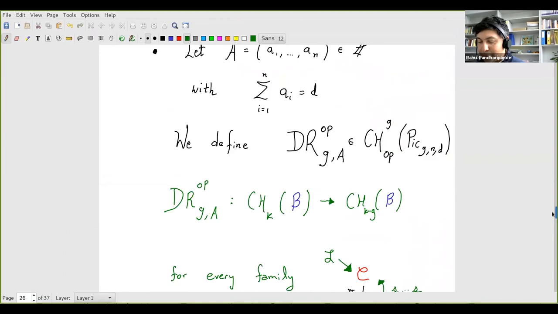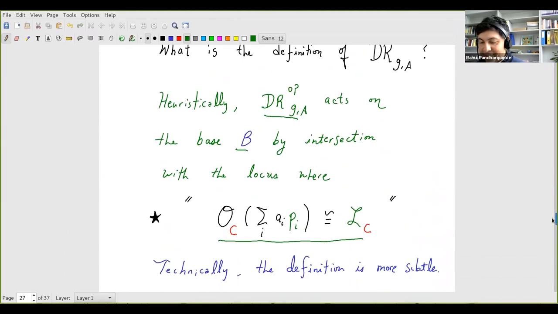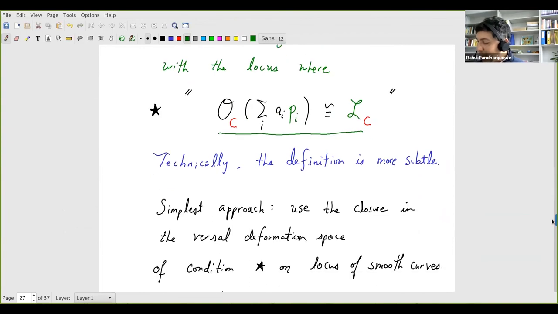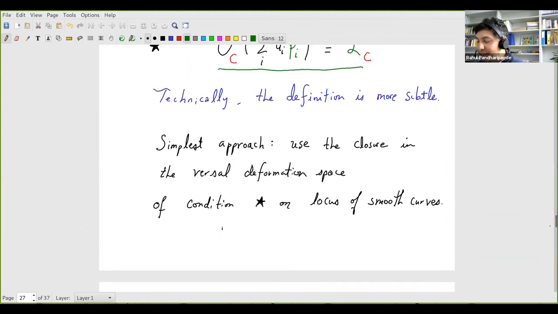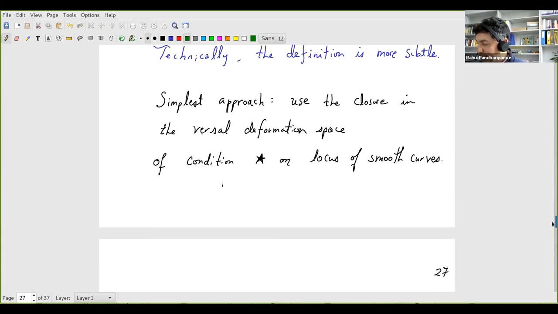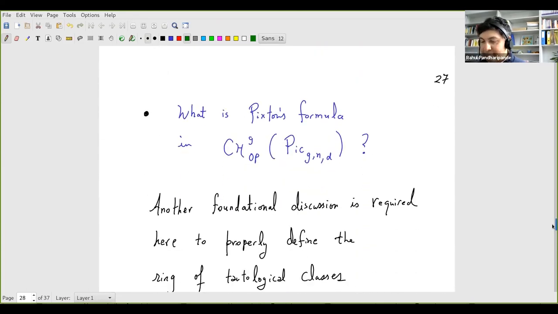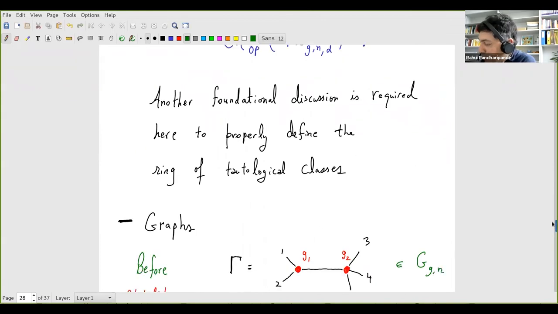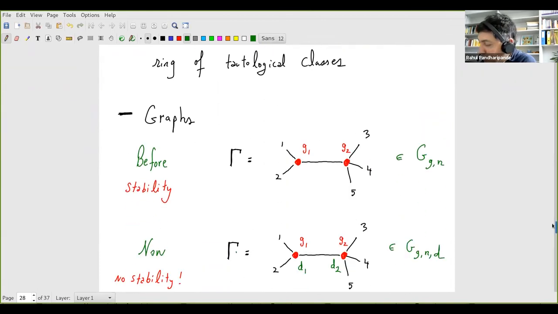But it is possible to define operational Chow here appropriately as the intersection of the closure of a certain locus. I'm not going to say much more about it. All right, so then what's Pixton's formula in this universal situation? We have to do some more foundational discussions about how to properly define everything in this Picard stack. Of course, I'm not going to do that, but I will say how things change, because that's very simple.